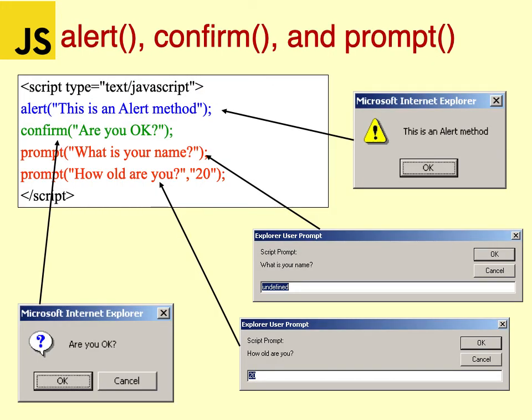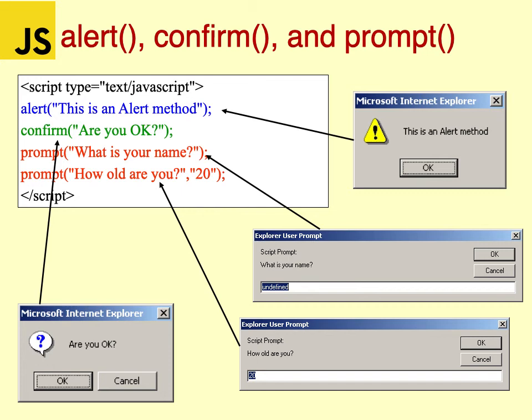Now we will see three different message boxes: the alert message box, the confirm message box, and the prompt message box. In the script tag, alert is given in blue font. This is an alert method. This first dialog box, or message box, displays the alert message. We can respond to that message box by clicking the OK button.